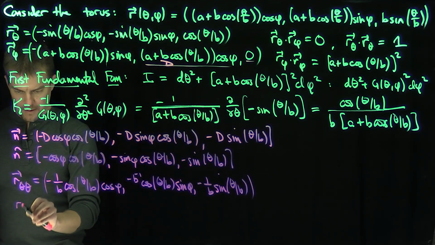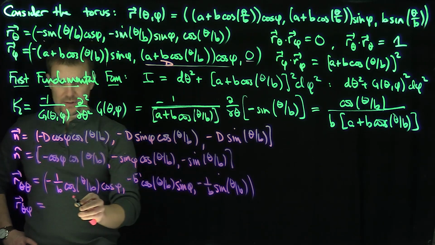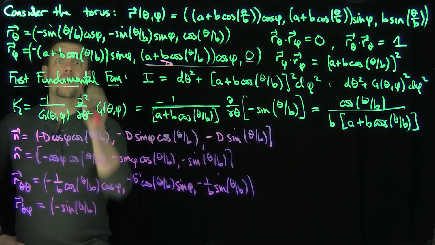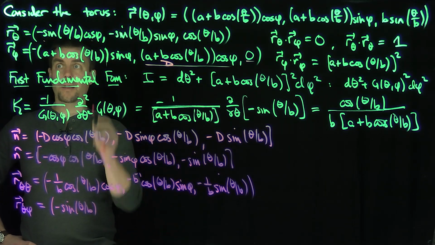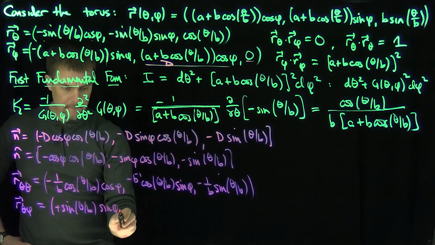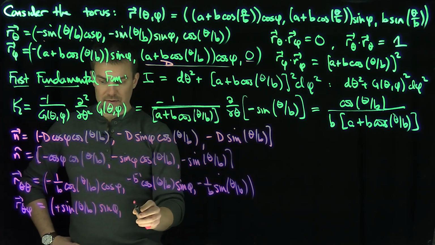It's my r theta phi. What is that going to be? It's going to be negative sine theta over b, and then I have to do the phi derivative of this thing, so it's going to turn into a plus sine phi. Over here, we're going to have a negative sine theta over b.